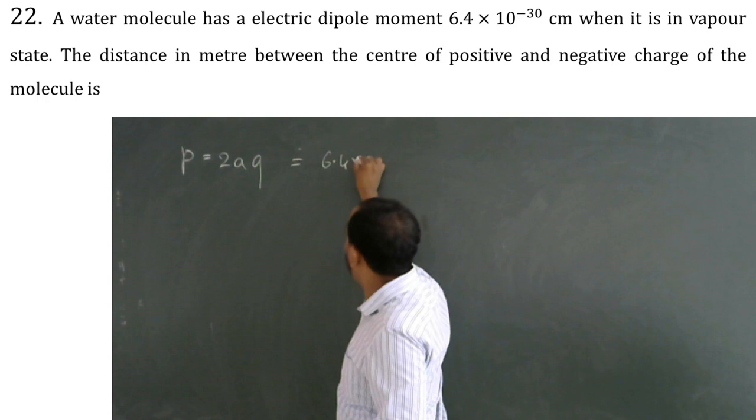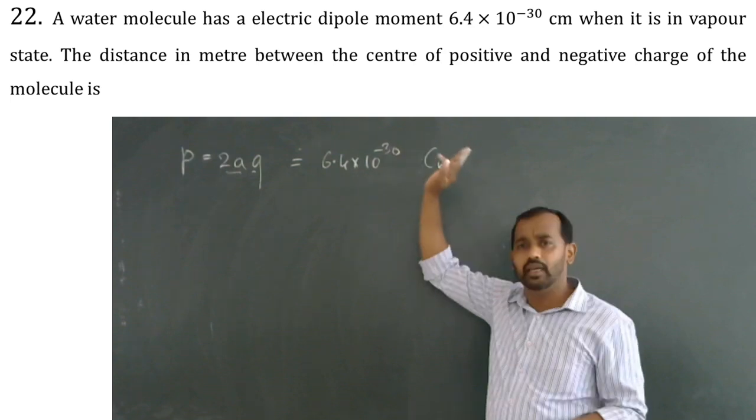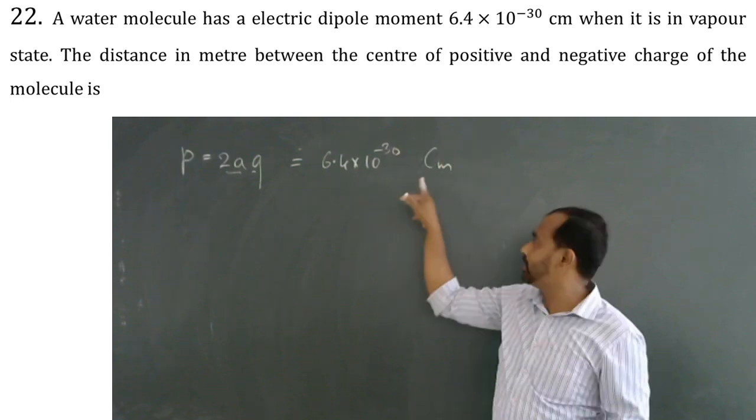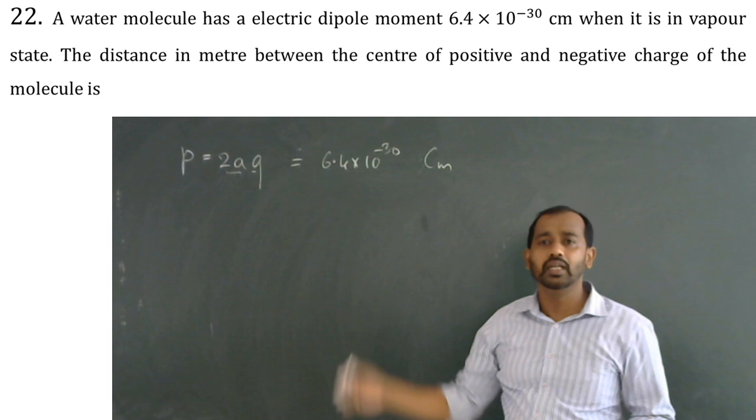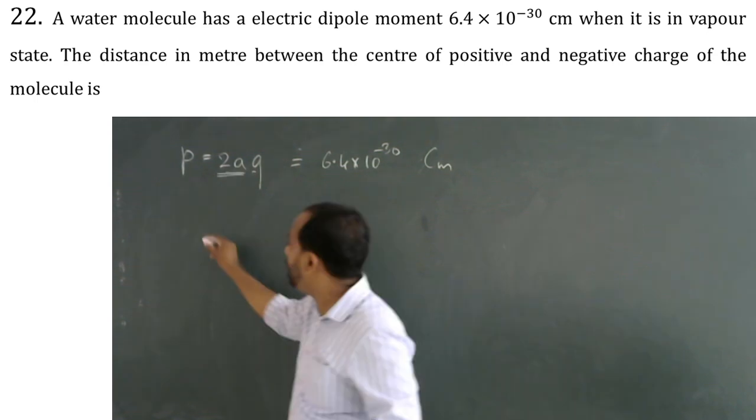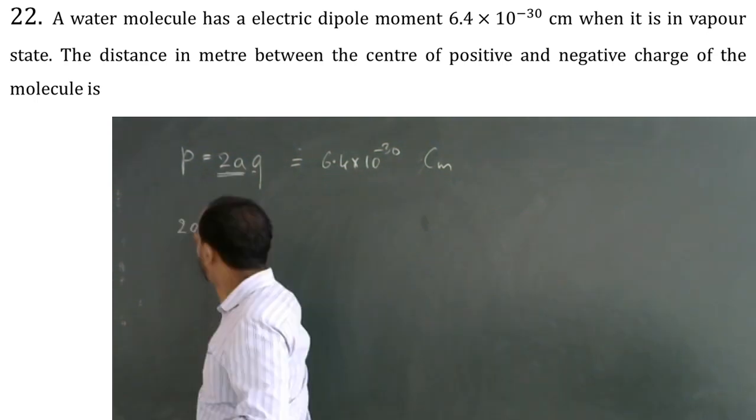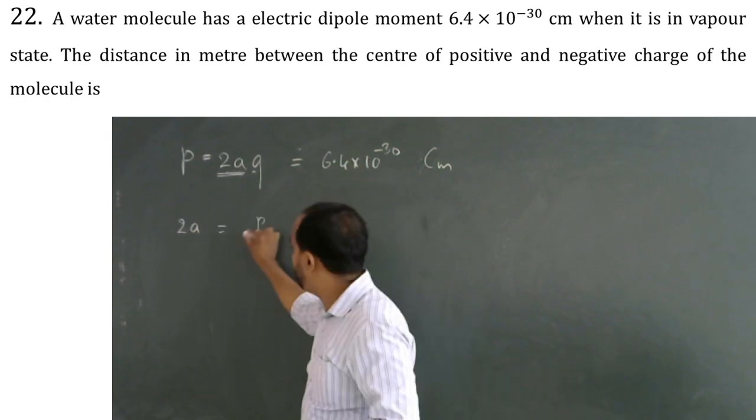In the question it appears as a small c. That's wrong. It should be capital C, coulomb meter. So make the necessary corrections. Now we need to find out the distance of separation between the two charges. That means we need to find out the value 2a, not a, 2a. How do we do that? We have to substitute the value of q in the above equation. We already know the value of P. So then we can find out the value of 2a, where 2a is equal to P by q. So how do you find out the value?